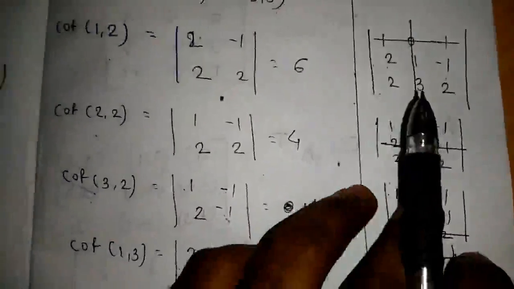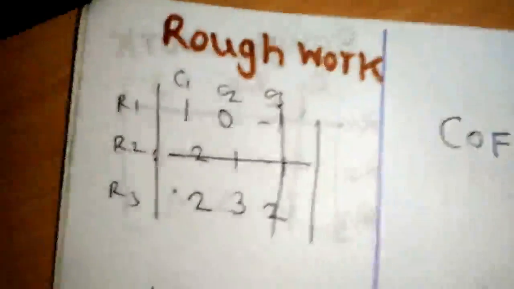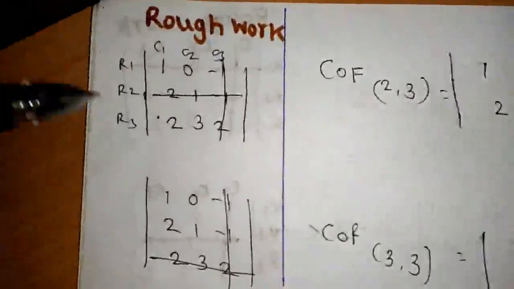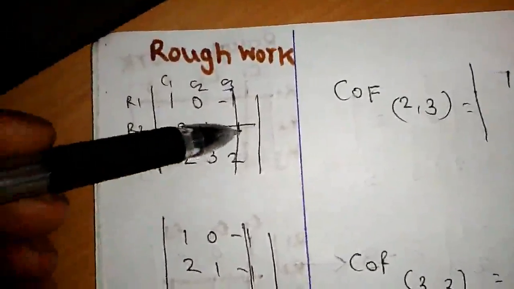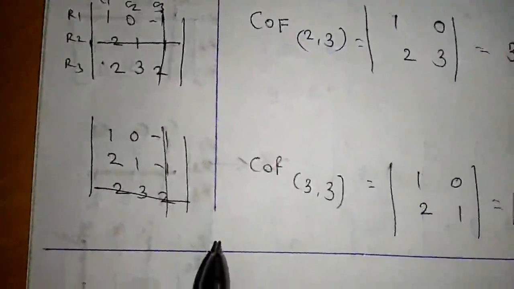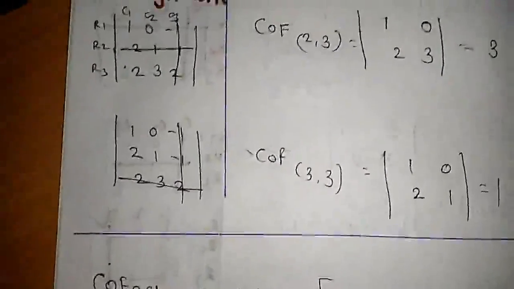Then cofactor for 1 3 means first row, third column. So the value for cofactor is 2 1 2 3, and the output is 4. Similar way I will calculate the cofactor for 2 3. So 2 means row and third is column, so output is 3. So cofactor for 3 3 is similar way third row and third column, which is equal to 1.